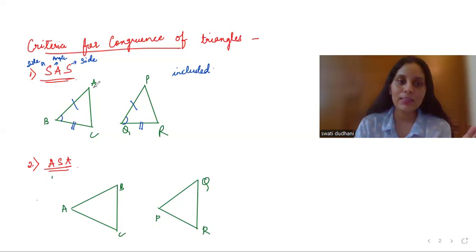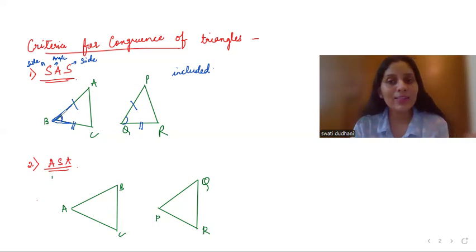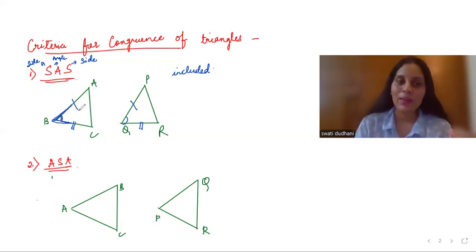Now angle B is there in AB, angle B is also there in BC. So this is my included angle. It is between the two sides. So these two sides contain an angle that is known as the included angle. So here if AB equal to PQ, BC equal to QR and angle B is equal to angle Q, then we say that triangle ABC is congruent to triangle PQR by SAS.